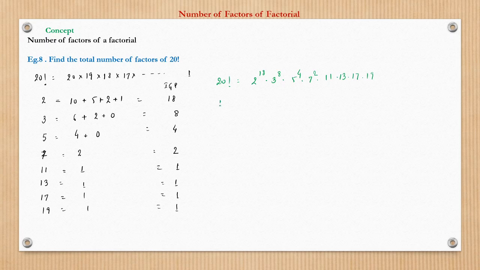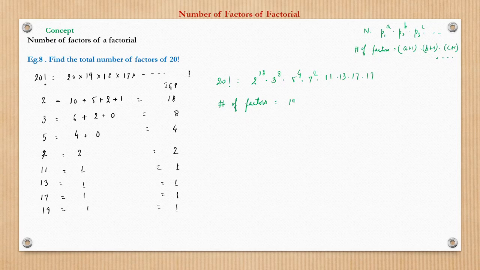So now what would be the number of factors? Number of factors would be nothing but, if any number n is in the form of p1 raised to power a into p2 raised to power b into p3 raised to power c, so on, where p1, p2, p3 are the prime numbers and a, b, c are the powers. So number of factors is given by a plus 1 into b plus 1 into c plus 1, so on, right? So I mean we will just add 1 to each of the power and multiply.